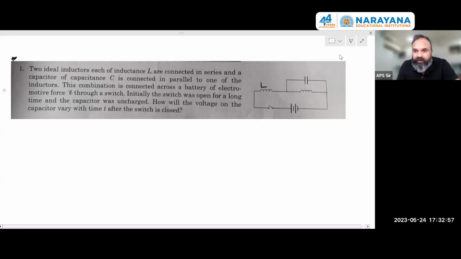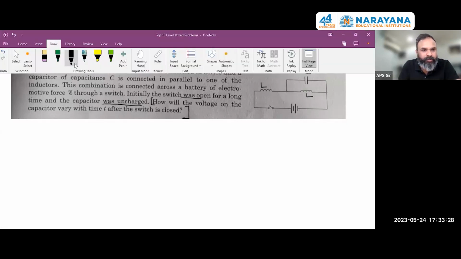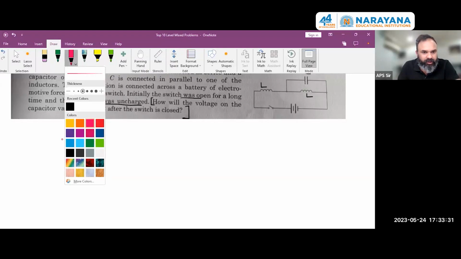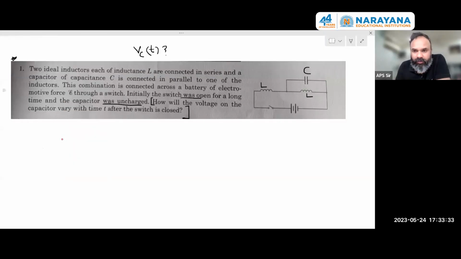There are these two inductors of inductance L each, and I've got a capacitance C which is in parallel. Initially, there is no current, no charge. So the capacitor was uncharged and the switch was open for a long time. So practically no current. Now the question is, how will the voltage on the capacitor, like what is the equation for VC as a function of time? That is the fundamental problem that he wants me to find out. So let us see how we can approach this problem.